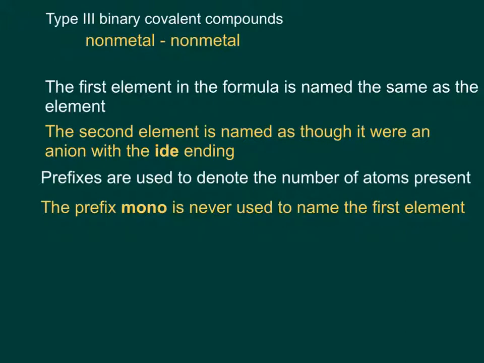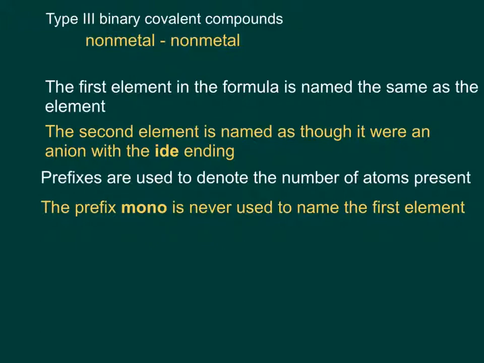Alright, here we have Type 3 binary covalent compounds. Now notice up to this point in time, Type 1 and Type 2 have been ionic compounds. Now we have what are called covalent compounds. In covalent compounds, the electrons are being shared instead of lost and gained. The key thing here is, instead of being fixed or variable, you have to recognize that the two elements in the compound are both nonmetals. So that's why we have nonmetal written.